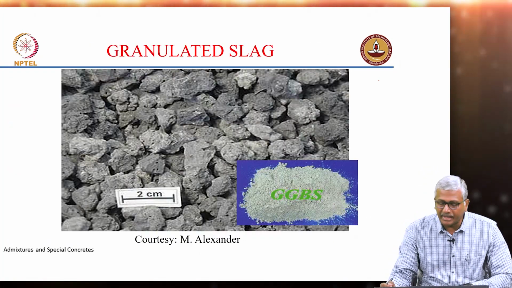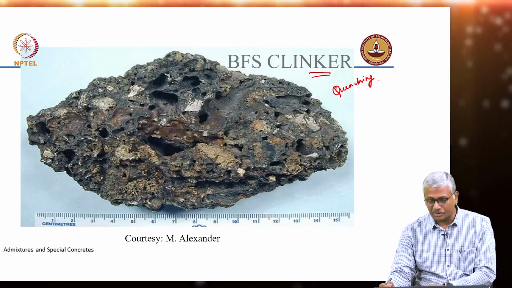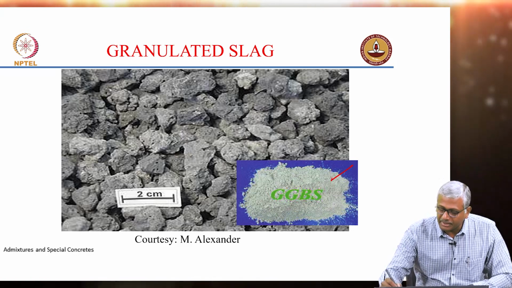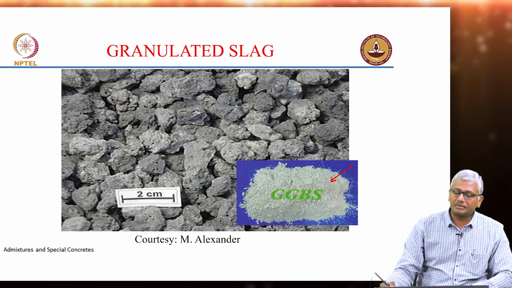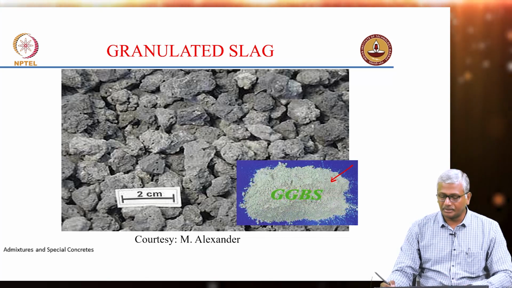So, granulated slag is the smaller pieces of the cement clinker or slag clinker that are obtained by quenching, and then those are ground. That is why we call it ground granulated blast furnace slag.